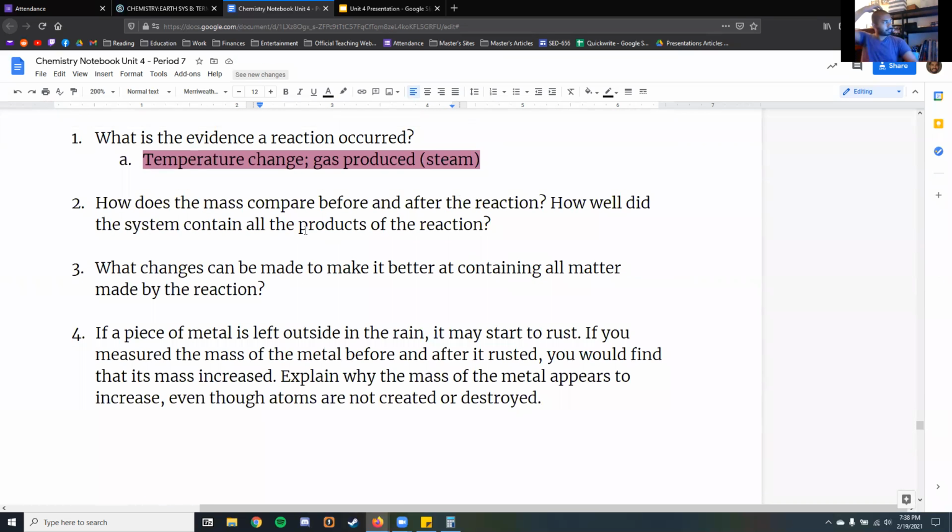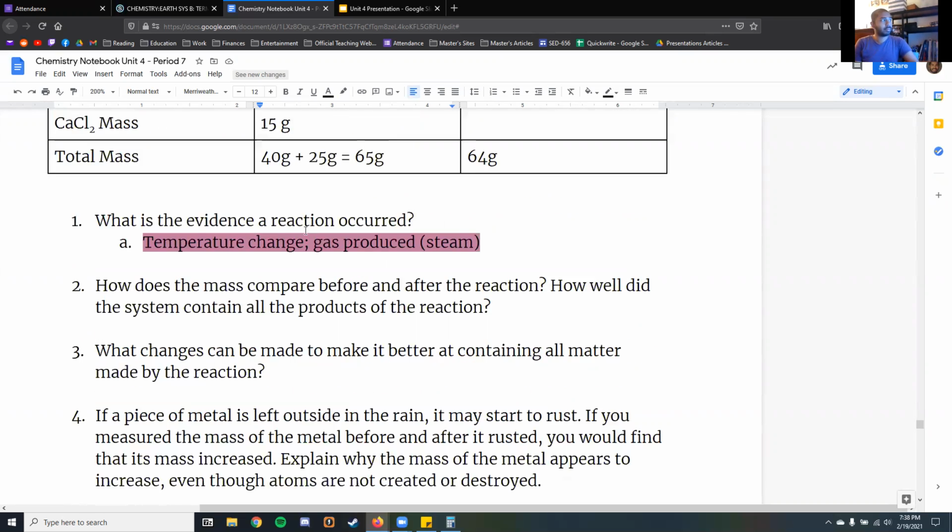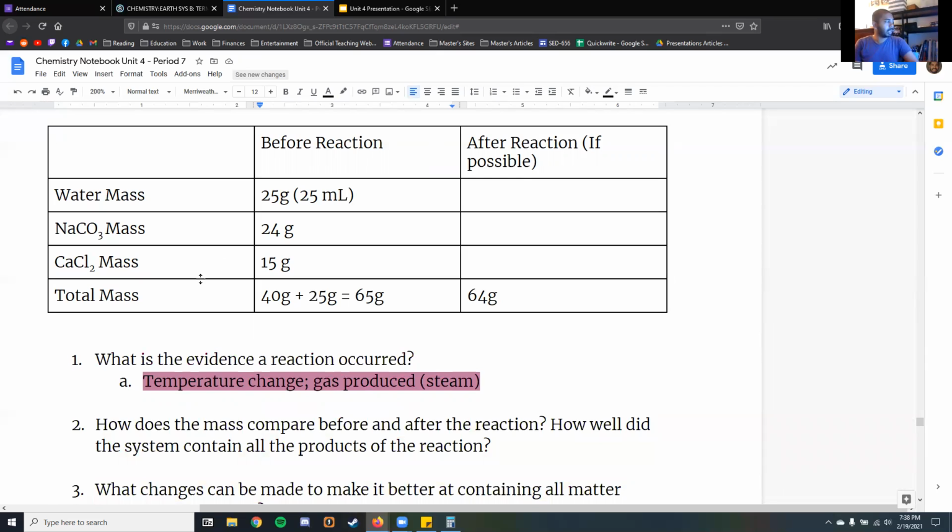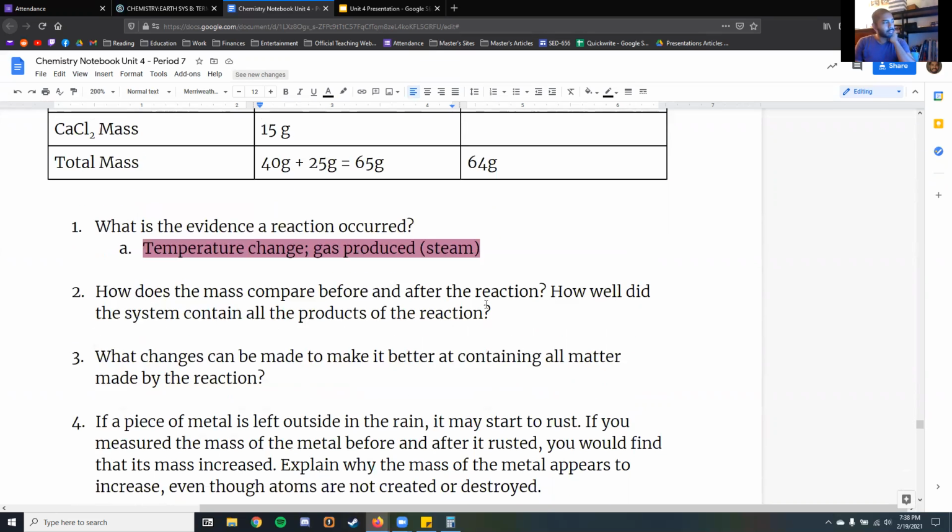Okay. So for number 1, same deal. Well, how do we know evidence occurred? For number 2, though, we're comparing the mass. Right, for this section here, where we combined 2 white powders into some water, the mass was basically the same.